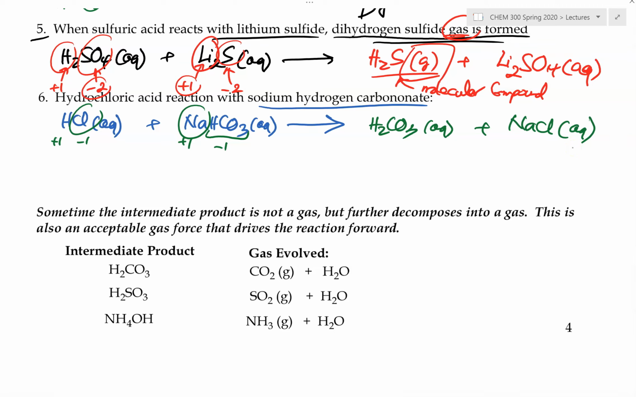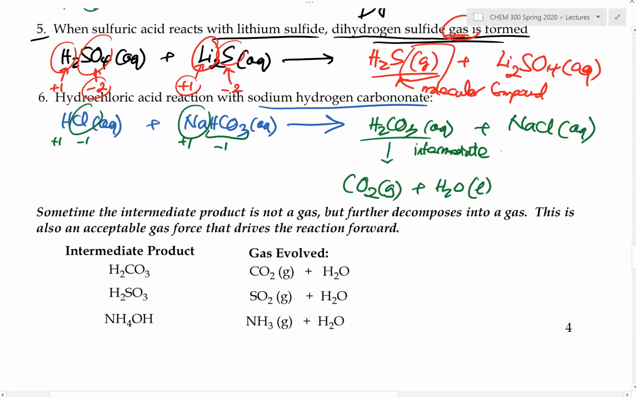But here's what happened right here. This product, carbonic acid. Carbonic acid is actually one of the substances that, when it is being produced in the presence of water, can further decompose into other substances. And carbonic acid has been known to decompose to produce CO2, gas, and water, liquid. So that's what happened right there. It is one of the products that we now refer to as an intermediate product.